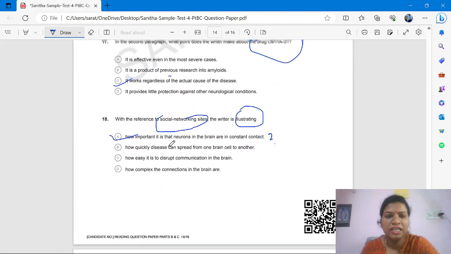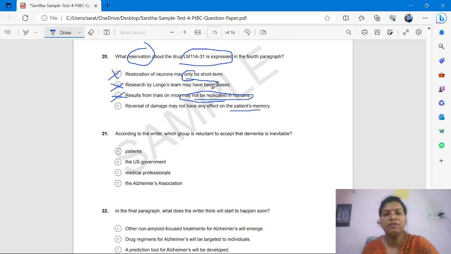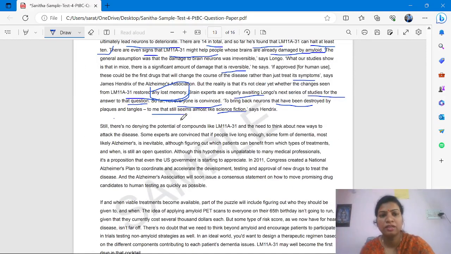What is the answer we got? Reversal of damage may not have any effect on the patient's memory. Only one option is matching here. These other options are not matching. Here it is saying about the patient. The reality is still not yet clear whether the changes seen from LM11A31 restore any lost memory. Brain experts are eagerly waiting for Longo's next series of studies for the answer to that question.